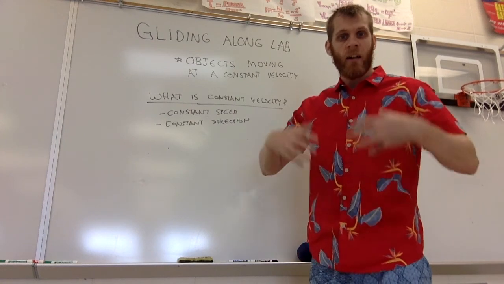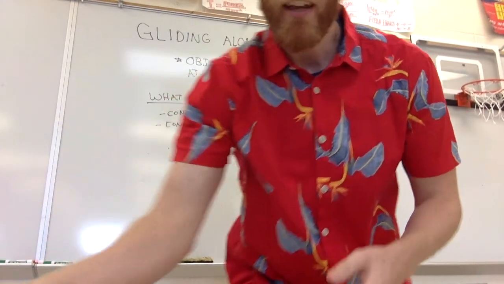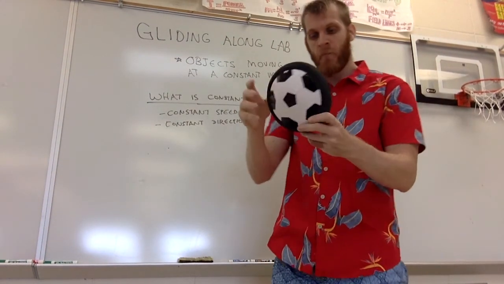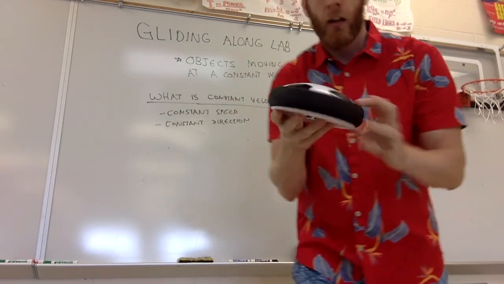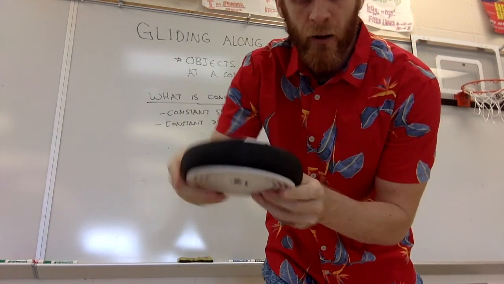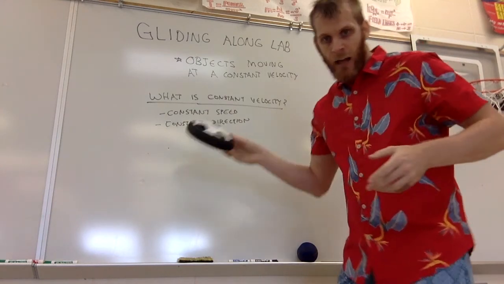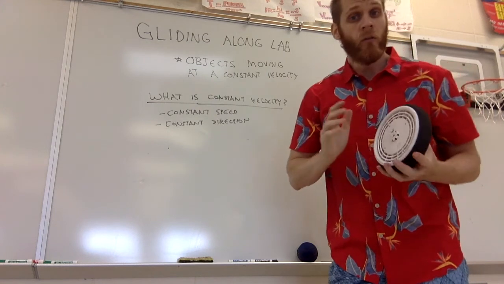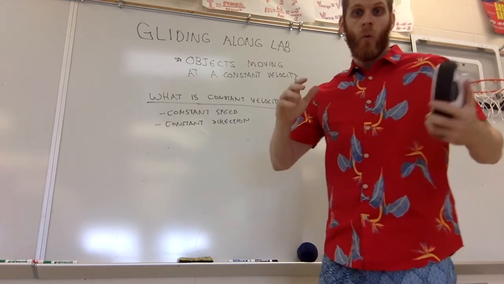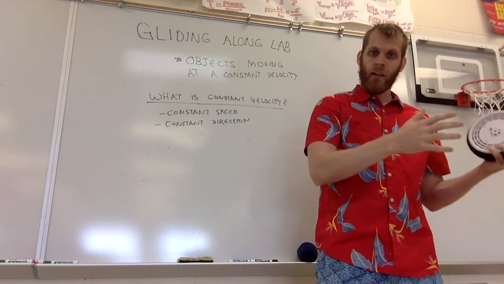This first lab is called the gliding along lab because basically what we're going to do is take this little hover puck, which when you turn it on, has air that pushes down and it levitates on the ground. So this little hover puck is going to glide across the floor, gliding along. And the goal of this lab is to discover what constant velocity looks like, both mathematically and graphically and visually.